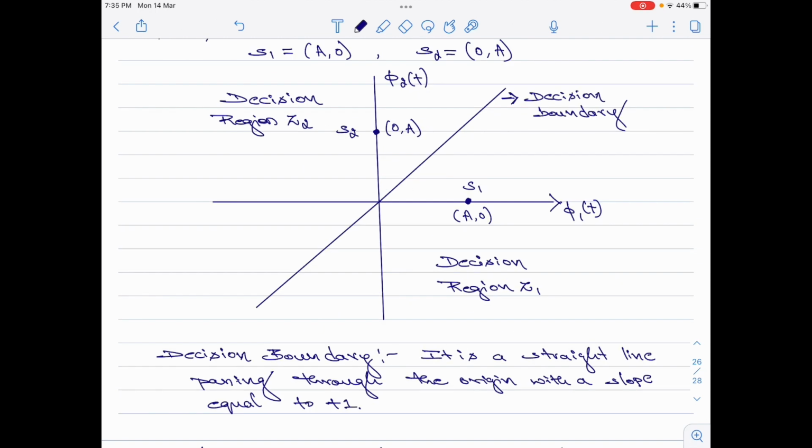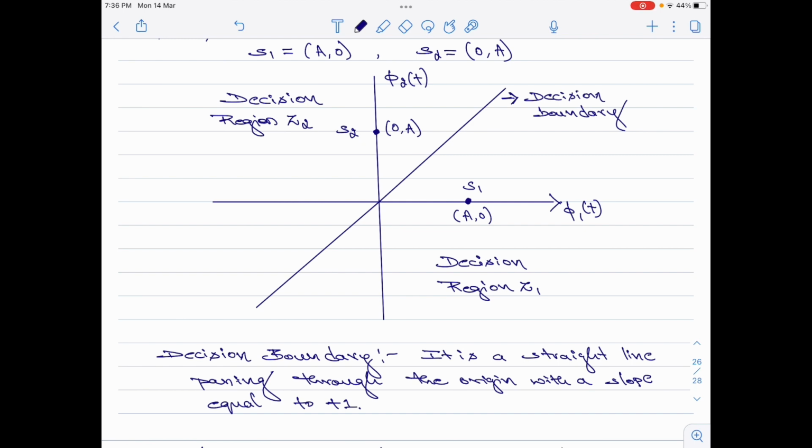If the received signal vector, let us say, falls in decision region Z1, then a decision will be made in favor of signal S1 of t. On the other hand, if the received signal vector falls in the decision region Z2, then a decision will be made in favor of the signal S2 of t. In a very interesting case, since the coordinates of x are x1 and x2, the received signal vector will fall in region Z1 only when x1 is greater than x2, otherwise it will fall in region Z2.